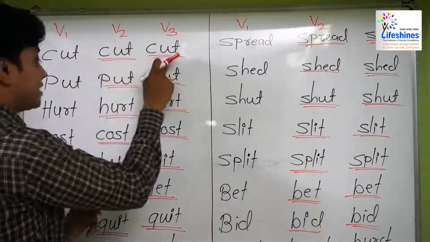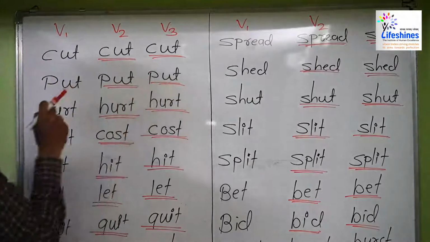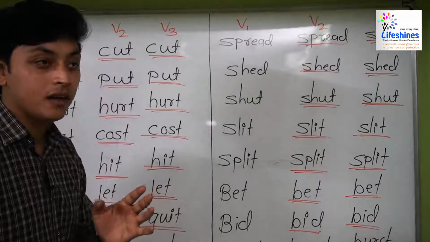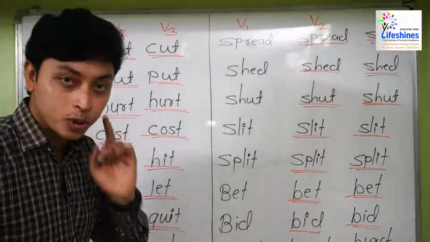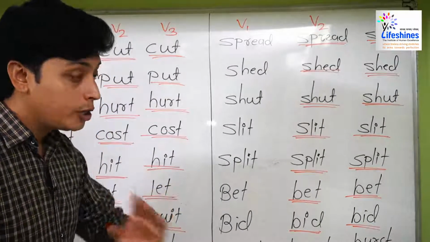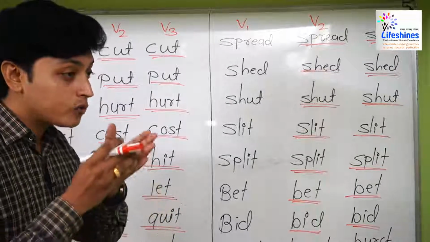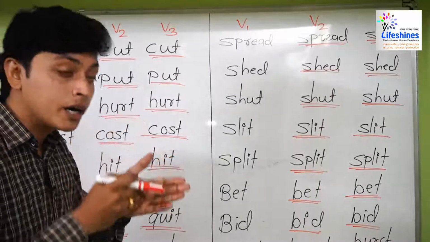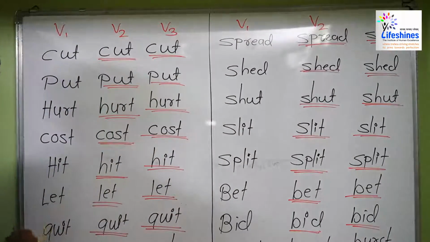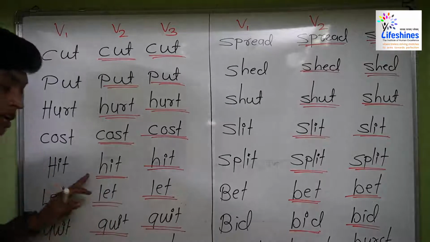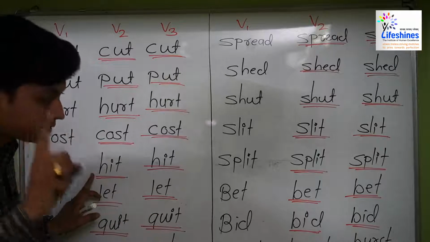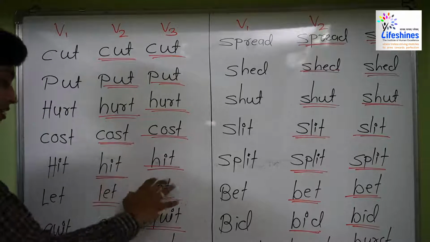So cut, cut, cut. Put, put, put. Hurt, hurt, hurt. Guys, I have heard people saying, he hurted me. No, no, no. Don't do that. You should not be making this kind of mistake. This is very wrong. You should not be saying hurted, because when it comes to forming second and third form, hurt remains hurt. Next, cost, cost, cost. Hit, hit, hit. Here also I have heard many people saying I hitted. No, that's again wrong. Hit remains hit.